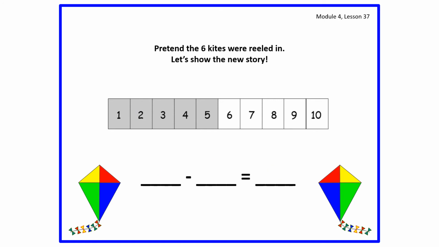Oh no, okay, so we had 8 kites, but 6 kites were reeled in. Their owners were ready to go home. So we have 8, and we took away 6. So what's the first number? How many did we have? That's right, we had 8. And how many did we take away? 6, that's right. What happened to those 6 kites? The owners reeled them in. They were ready to go home.